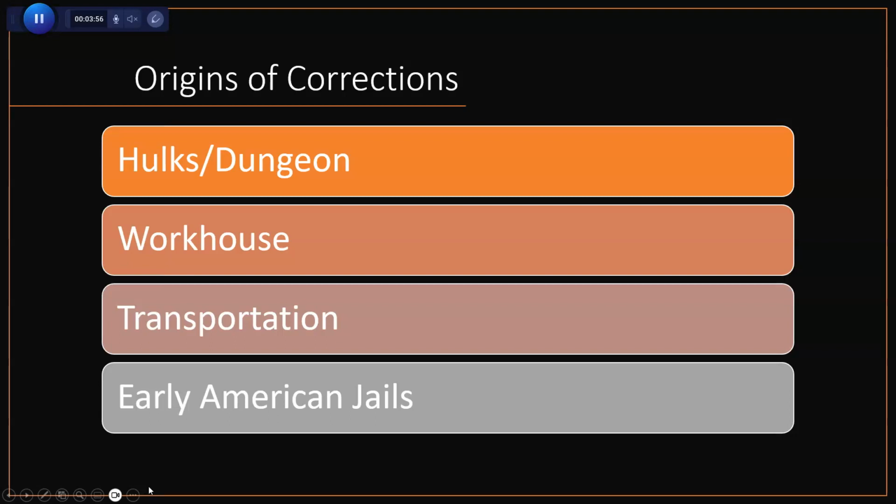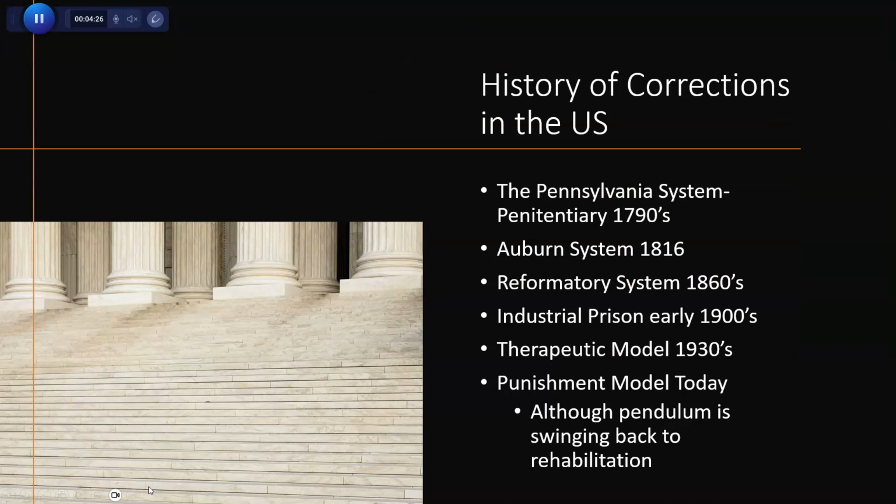Early American jails. I want you to get a picture in your mind of what an early American jail looked like. Probably as bad as you can imagine it is probably what it looked like. They were inhumane, they were filthy, they were places where men, women, and children were all housed together. There was disease, there was filth, there was abuse. Basically, they were horrific. So, moving on.